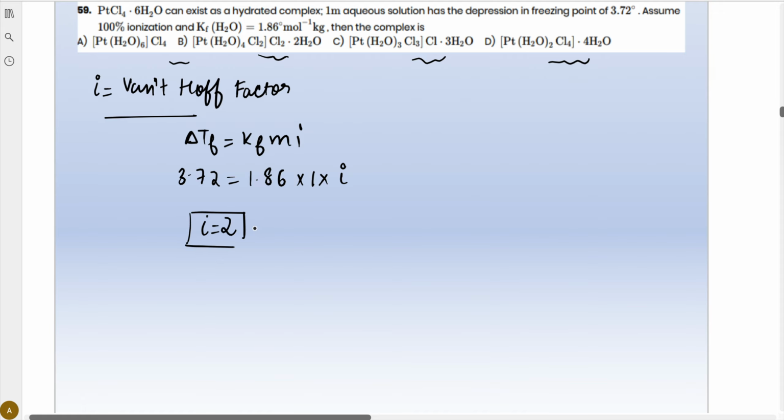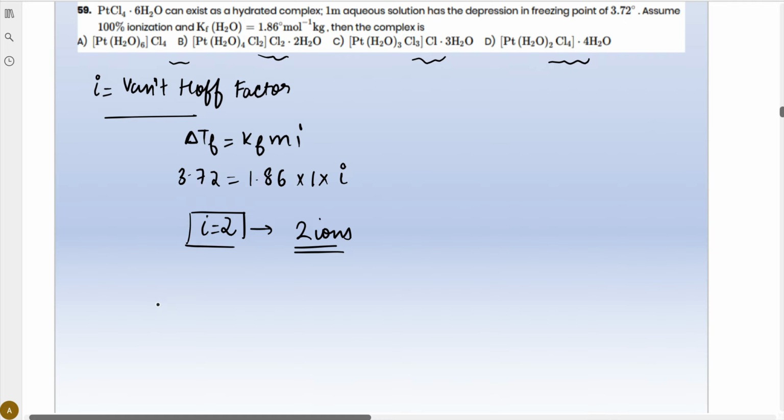So by the depression of freezing point, delta TF is equal to KF into m I. Delta TF is given to you 3.72, KF is 1.86 into molality. Molality is 1 molar, and I you calculate from here. So I from here will come 2. So means after dissolution of the salt, with 100% ionization, you will get 2 ions.